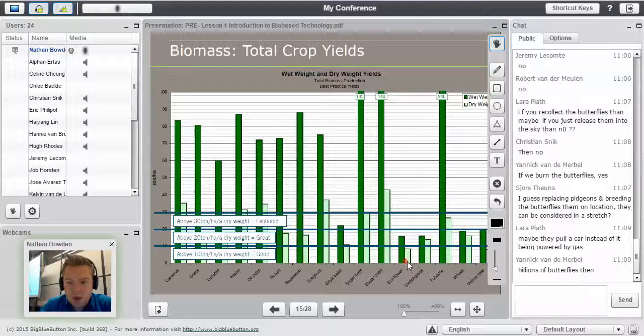Soybean is much lower. Sunflower is maybe the lowest. It only produces about, I'm guessing, about 18 tons per hectare of wet biomass. That means biomass that's living biomass. However, not every plant has the same percentage of water. Some plants have a much higher water content.